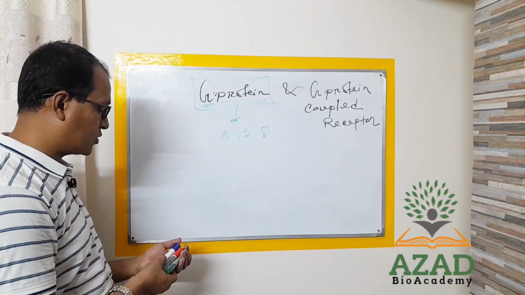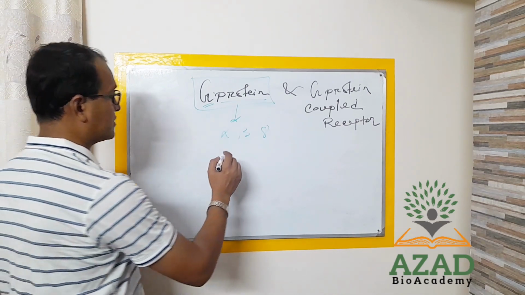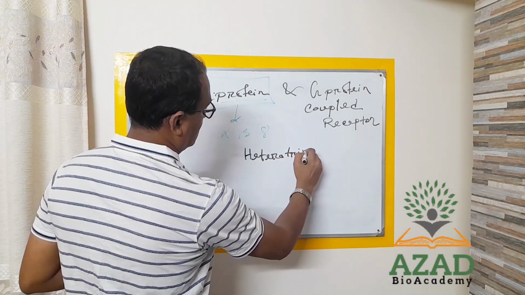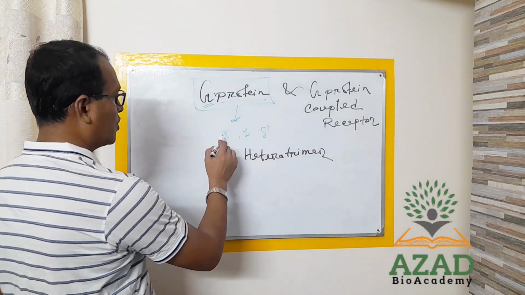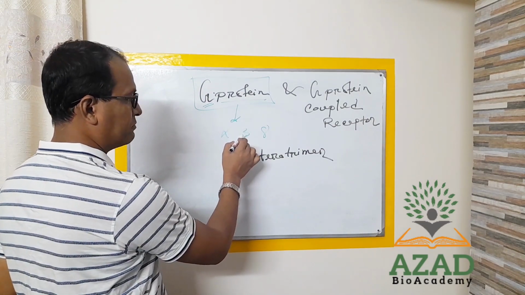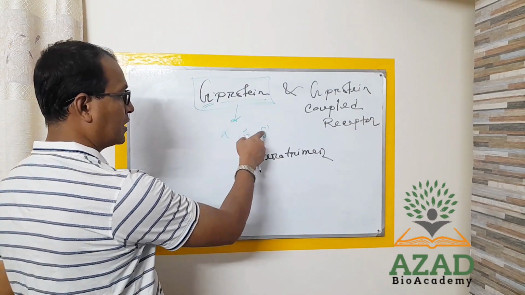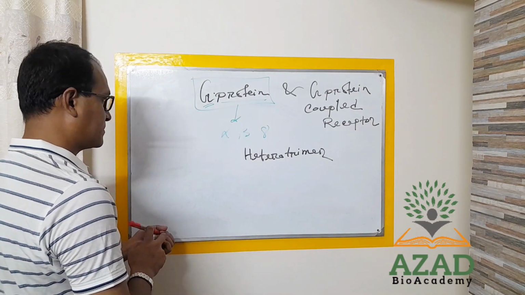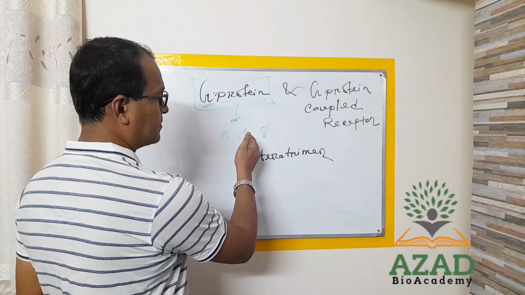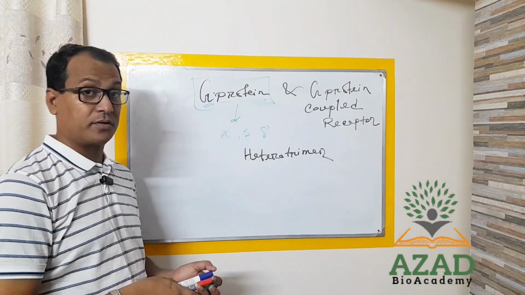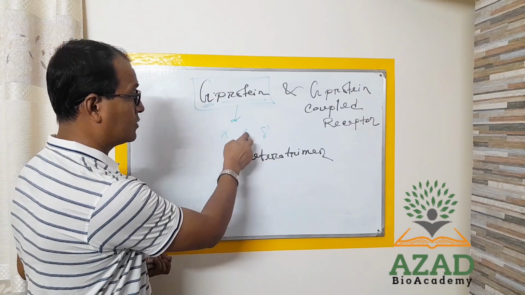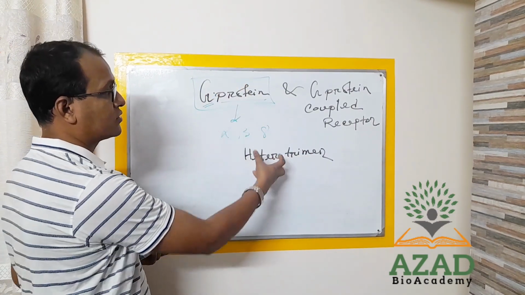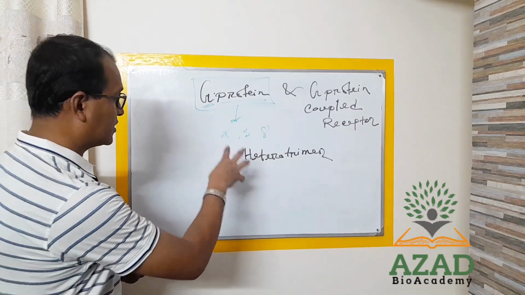That's why it is called a heterotrimer protein. Heterotrimer means one unit of alpha, one unit of beta, and another unit of gamma. Alpha is a different protein subunit, beta is a different protein subunit, and gamma is a different protein subunit. That is the hetero, and 1, 2, 3, that is the trimer. So G protein is one type of heterotrimer protein, which is associated with G.